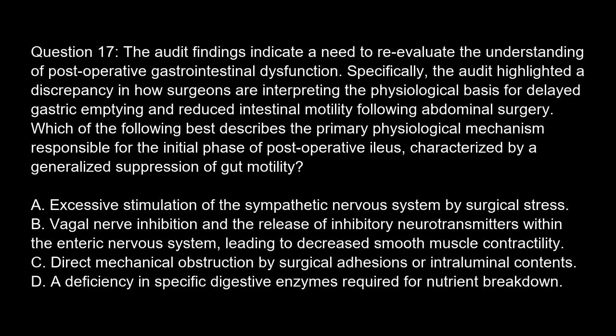Option A, excessive stimulation of the sympathetic nervous system by surgical stress. Option B, vagal nerve inhibition and the release of inhibitory neurotransmitters within the enteric nervous system, leading to decreased smooth muscle contractility. Option C, direct mechanical obstruction by surgical adhesions or intraluminal contents. Option D, a deficiency in specific digestive enzymes required for nutrient breakdown.